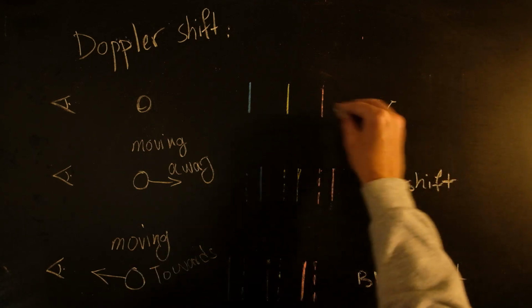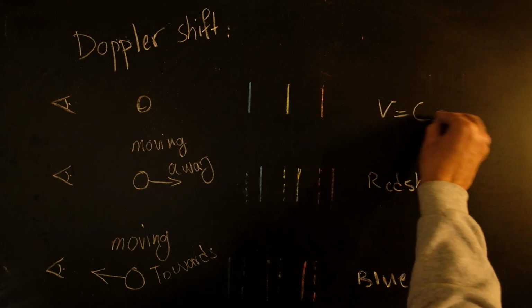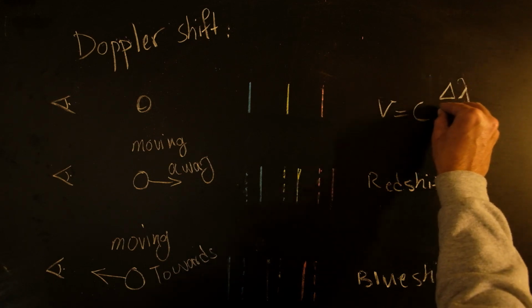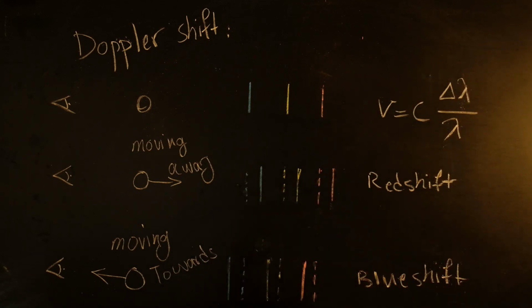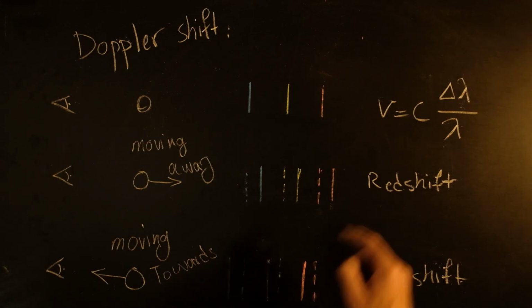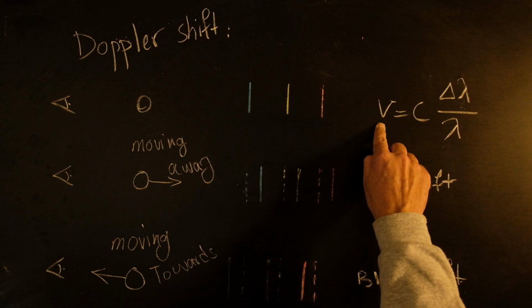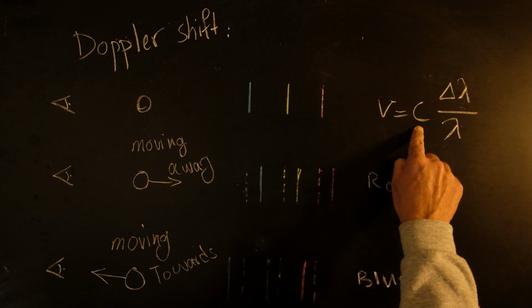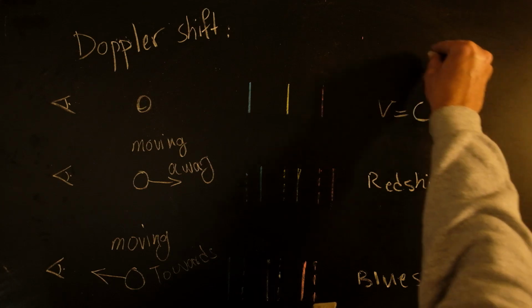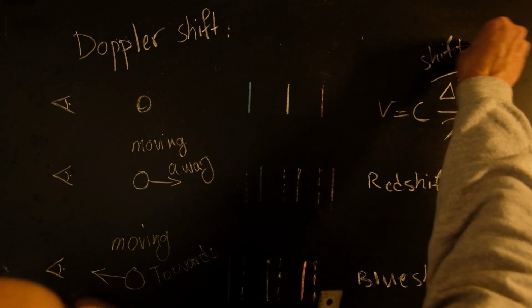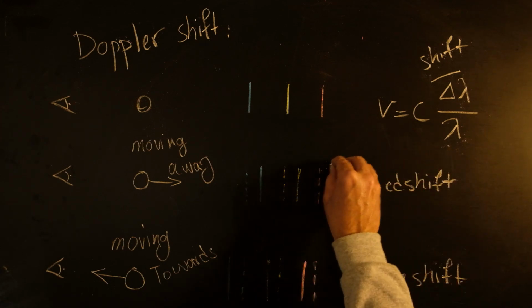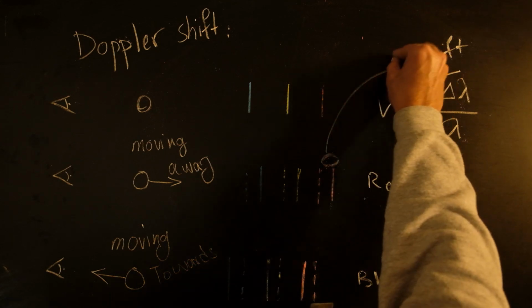So velocity or speed is equal to c times delta lambda divided by lambda. Okay, so this is the speed, how fast this object is moving. This is the speed of light, which is 300,000 kilometers per second. This is the shift, and this is the original wavelength. Okay, so this is basically the shift.